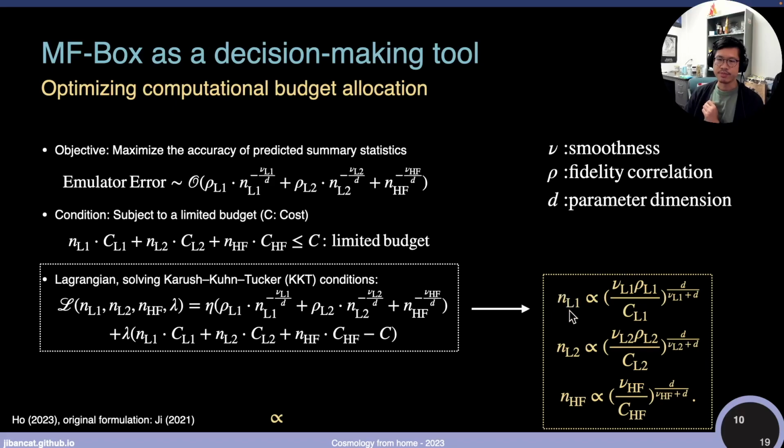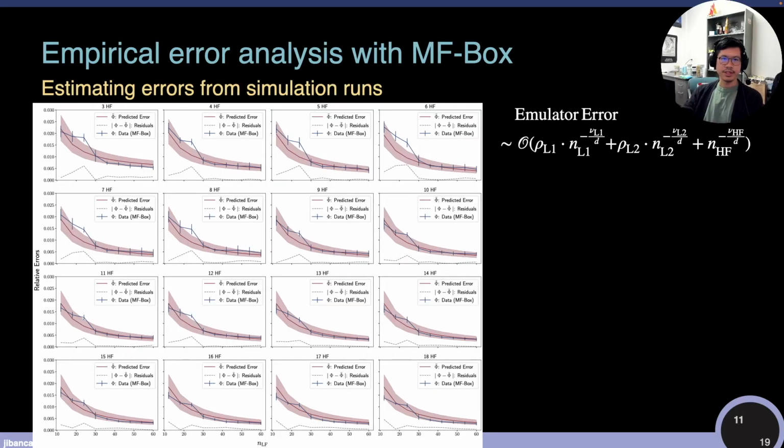What you will get is this relationship. The number of simulations per node should be proportional to the correlation of this node to the high fidelity, to the correct information, and inversely proportional to the cost of this node. So it's very intuitive. It's simply saying the number of simulations per node is proportional to how correct this node is divided by cost.